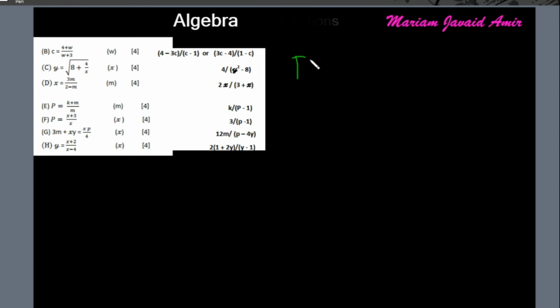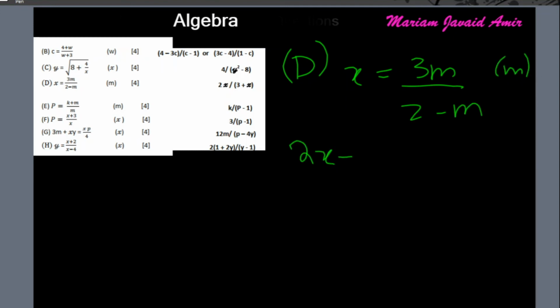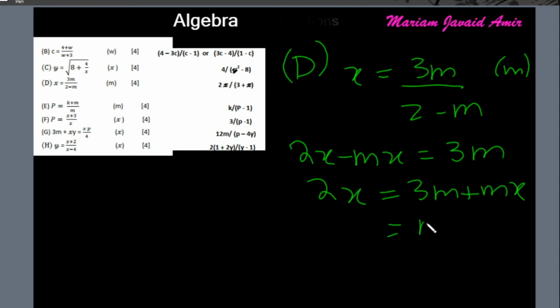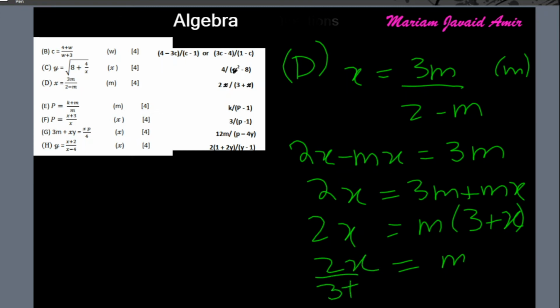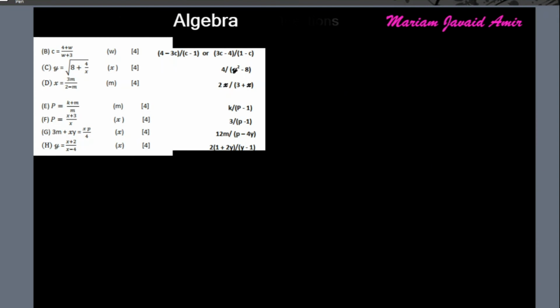Part D is x equals 3m over 2 minus m. Make m the subject. So first this becomes 2x minus xm equals 3m. Move both the m's to the same side of the equation so that we can factorize and change the double m into a single m expression. So next, to make m the subject, move the bracket to the other side, and this is the answer for part D.